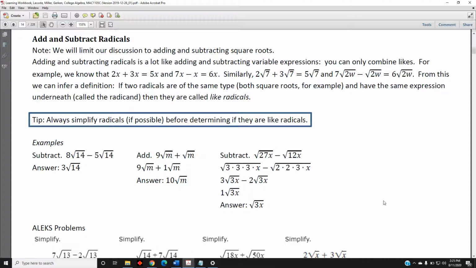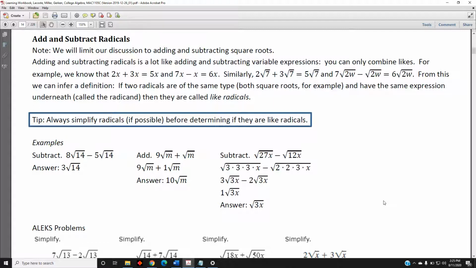The topic of this video is adding and subtracting radicals. Note, we will limit our discussion to adding and subtracting square roots. Adding and subtracting radicals is a lot like adding and subtracting variable expressions. You can only combine likes.